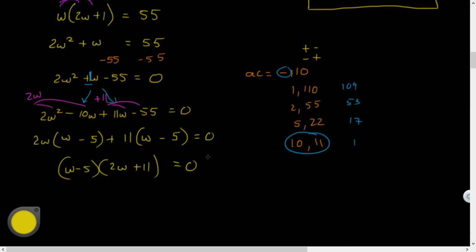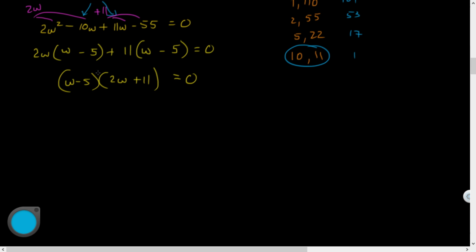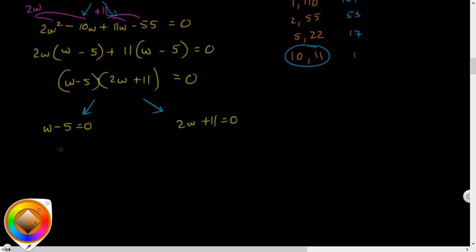All right. Whew, this problem is still not done. These giraffes still don't know how wide their game reserve is. I've got 2 things that multiply to be 0. What do you think I can do? 2 things multiply to be 0. Therefore, by the zero product property, either w minus 5 equals 0 or 2w plus 11 equals 0. I like it. All right, let's solve these.